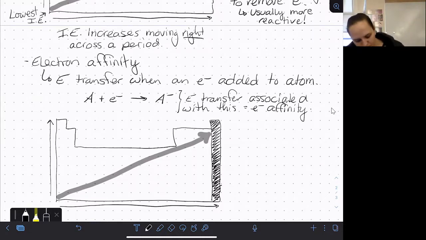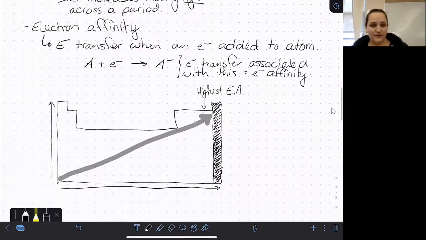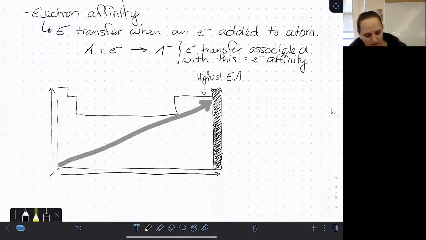So our highest electron affinity is actually fluorine. I can abbreviate this one EA. And our lowest electron affinity is still francium, down in the bottom left.